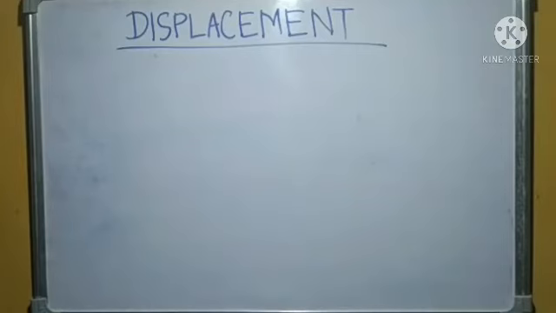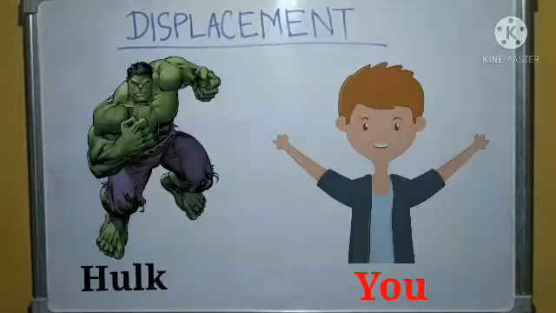So let us try to understand this condition of displacement reaction with some example. Okay, so what we will do, we will take two persons. Suppose person A and B, where one of the persons is a bodybuilder, having a good physique.